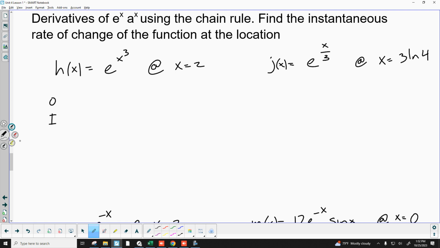So let me help you see it. Ready? Here are the parentheses. There are the parentheses right there. This is a composition. We have an O and the I. Inside the parentheses is the x cubed. Outside the parentheses is the e to the parentheses. Just like we do with sine, sine parentheses, I'm going to write e parentheses.